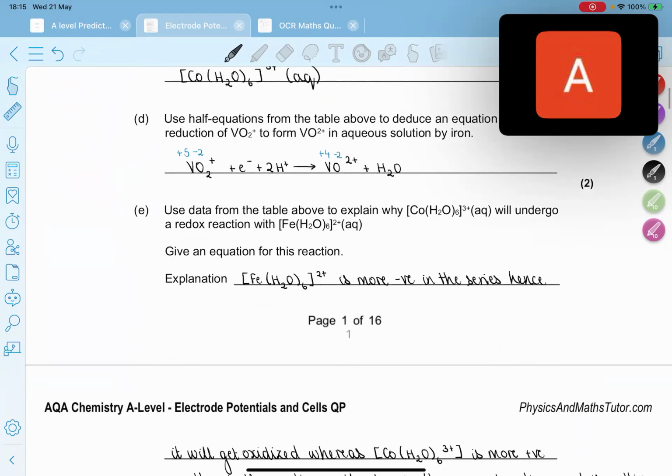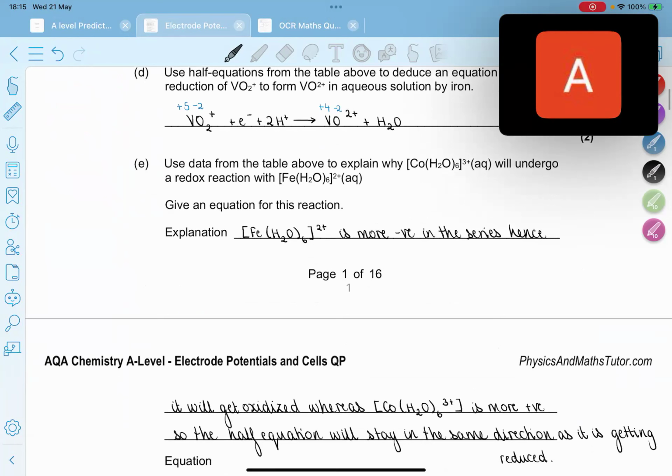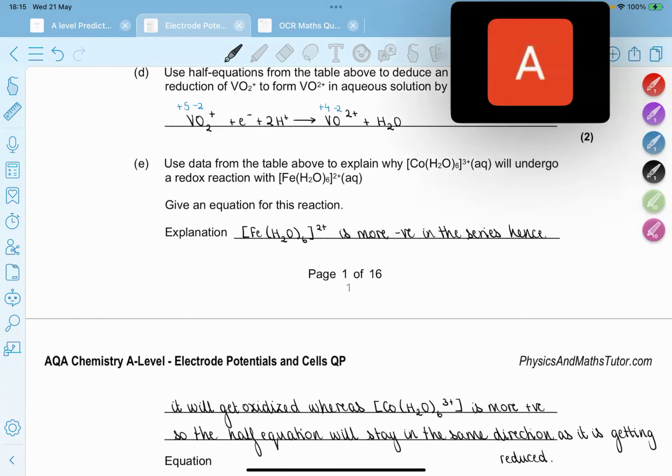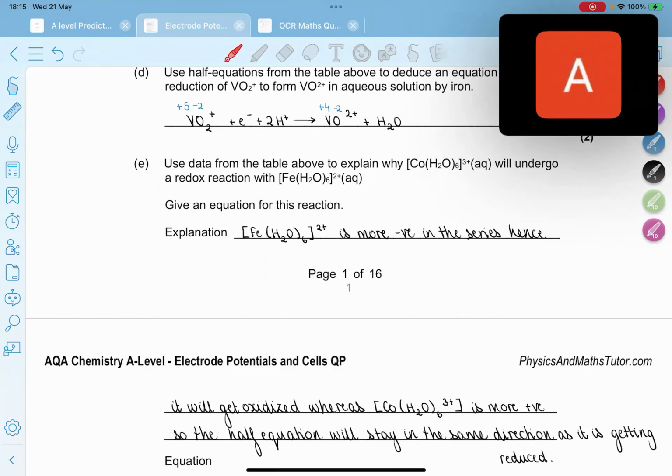Use the data from the table to explain why CO will be undergoing redox with this. Is it clear now? This has the more negative reduction potential, right? Why do you write more negative? More negative reduction potential. We don't have to write half-cooked words, right? Negative reduction potential, that's all. The one with the more negative reduction potential will be undergoing oxidation. Understood, Tiara?